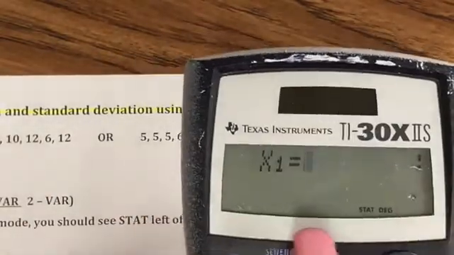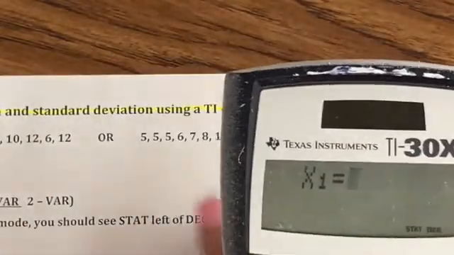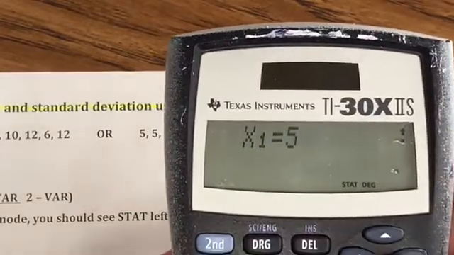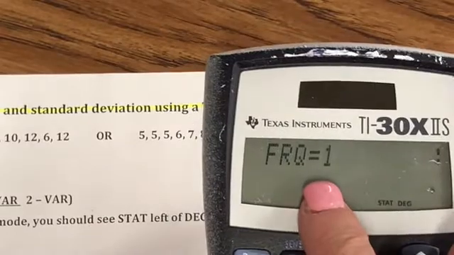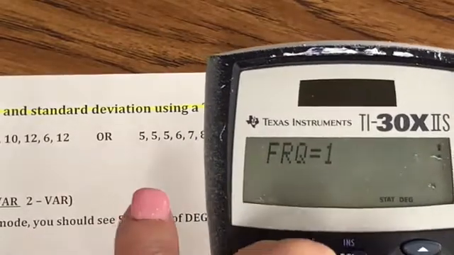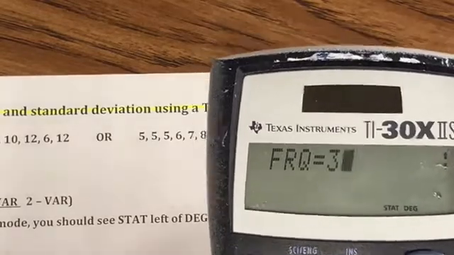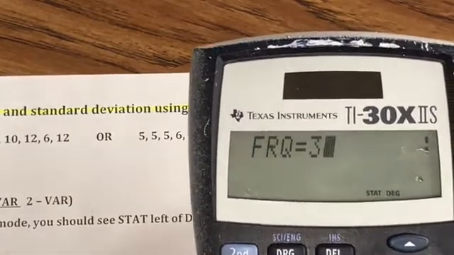What is the first number that I have? My first number is 5. I'm going to put in a 5, and then I'm going to hit my down arrow. And this says, how many 5s do I have? Well, I have 3 of them, so I'm going to change that 1 to a 3, so I don't have to enter each 5 every time. I'm saying I have 3 5s there.